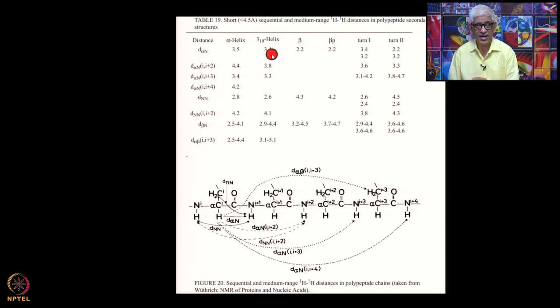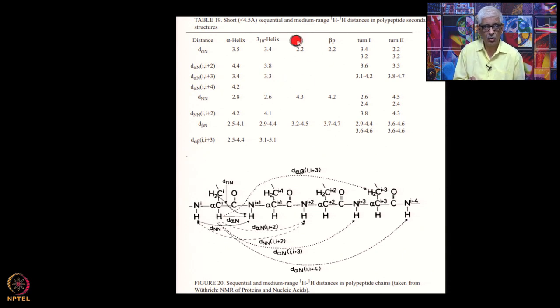Now, if you take the 3-10 helix, this is very similar to this, except that alpha n i to i plus 2 is somewhat shorter, 4.4 here and 3.8 here, and alpha n i to i plus 3 is very similar, and you do not have this alpha n i to i plus 4 because it is a 3-10 helix. This distance is also similar, nn is also similar, this is also similar, 2.5, and this one is also similar, 2.5, 3.1; you may see this sort of a peak as well. So, that is how you get these peaks in the helices.